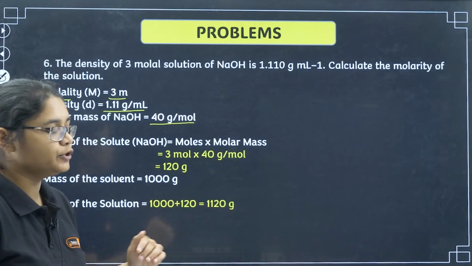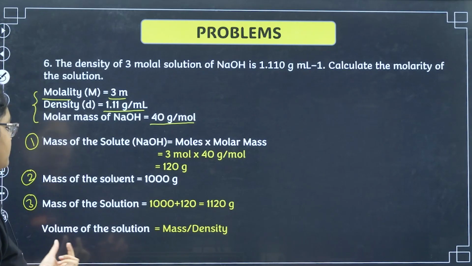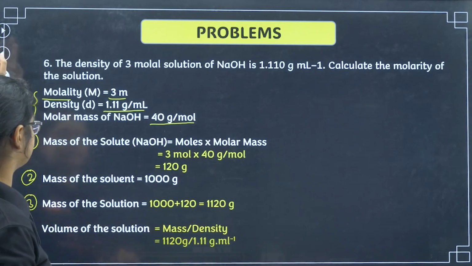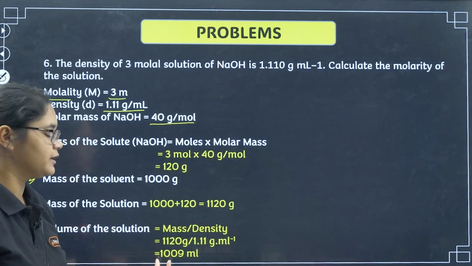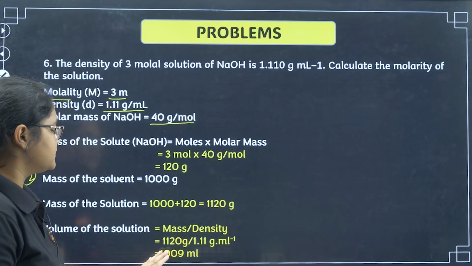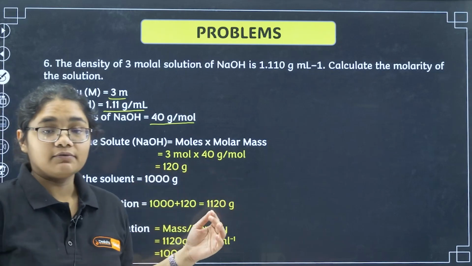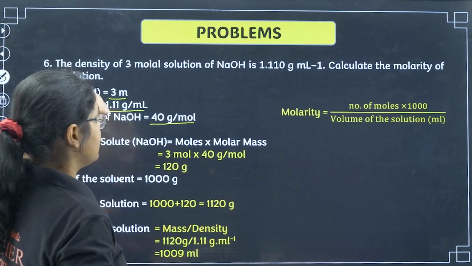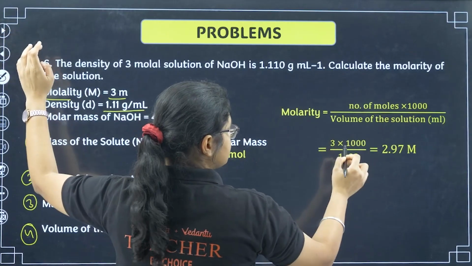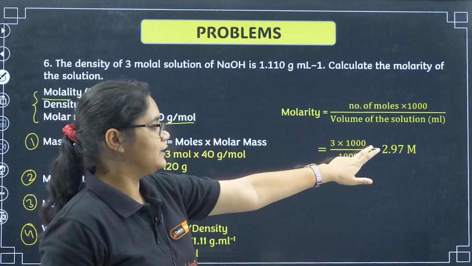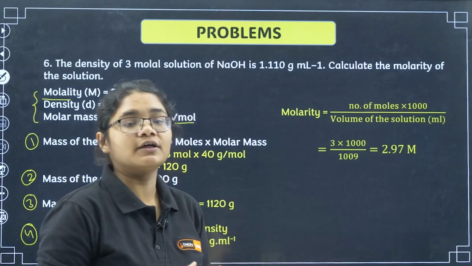This has to be converted to volume of the solution. So I have done step 1, step 2, step 3. Step 4 is volume of the solution, mass divided by density, which is equal to 1120 divided by 1.11 gram per milliliter, which will give me 1009 ml. Okay, so this is my volume of the solution. In step 5, we have molarity. Finding molarity of the solution: number of moles into 1000 by volume of the solution. Number of moles is 3, volume I have calculated as 1009, so that will give me around 2.97. So this is the value of the molarity.